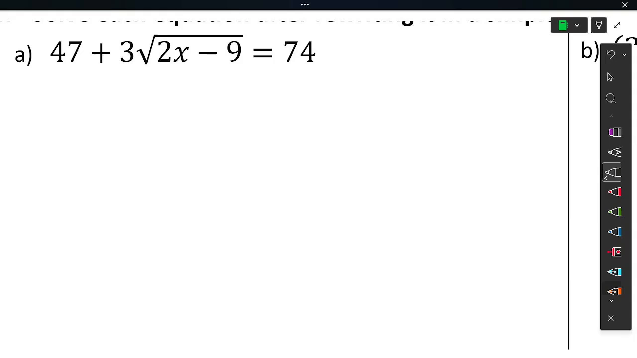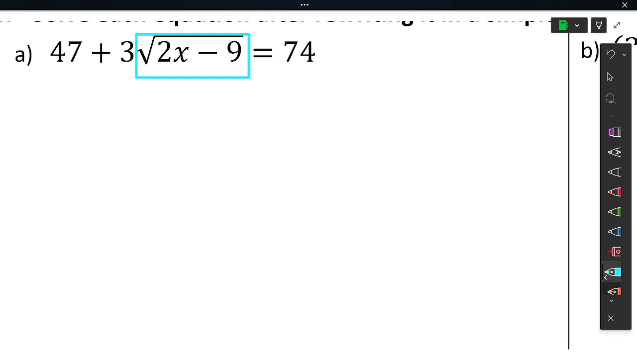Looking inside, because I've got this square root thing. But before I can look inside and contemplate what that square root is, it's really convenient to isolate it first. So I might look at this as, hey, this is 47 plus 3 times some number. I don't know what this is, but it's some number. And then it's supposed to equal 74.